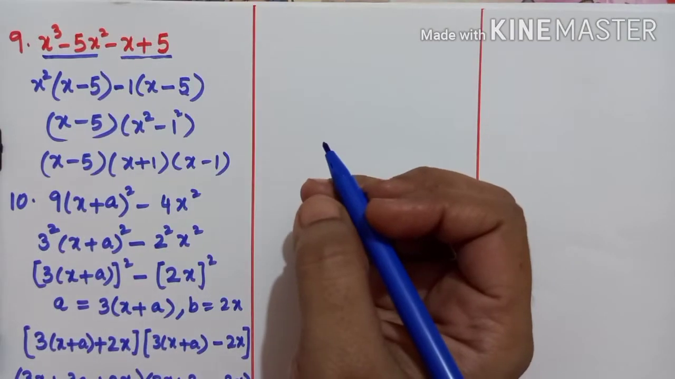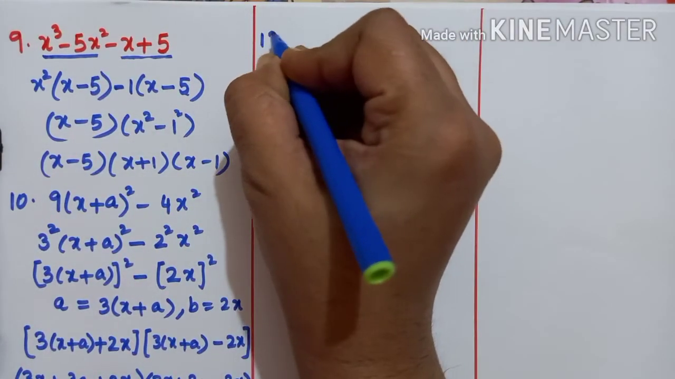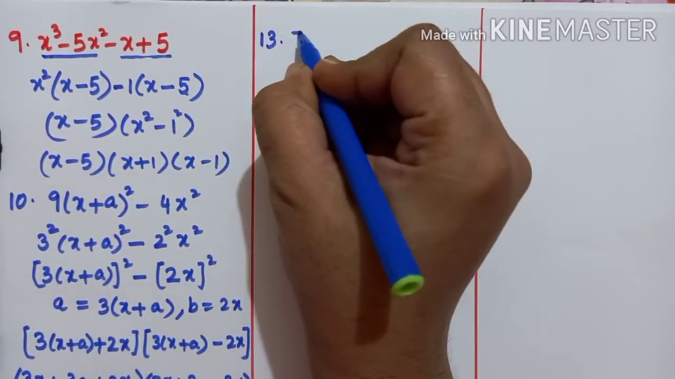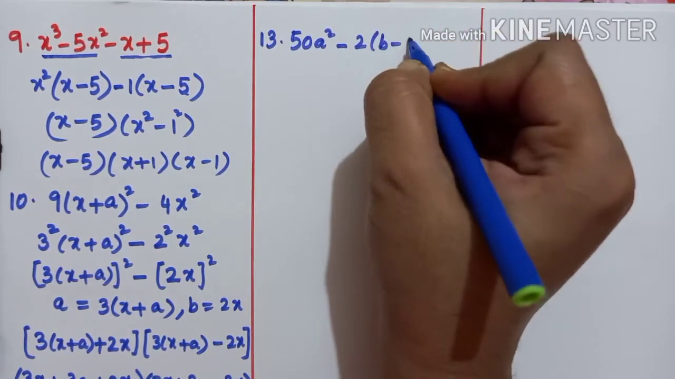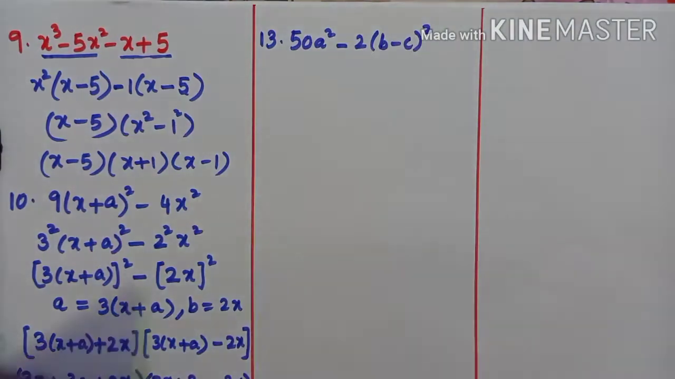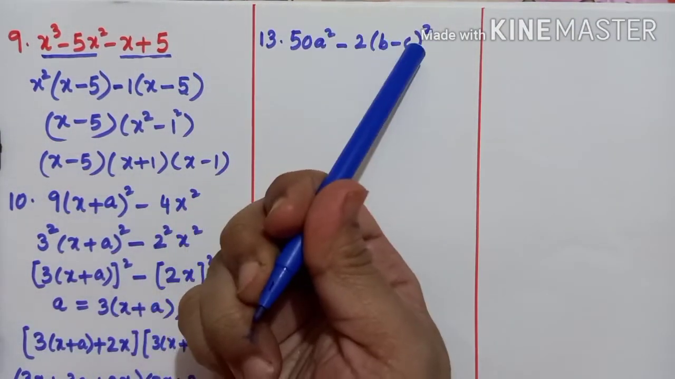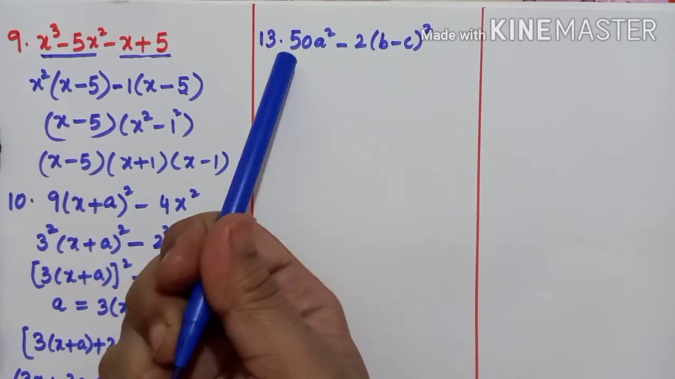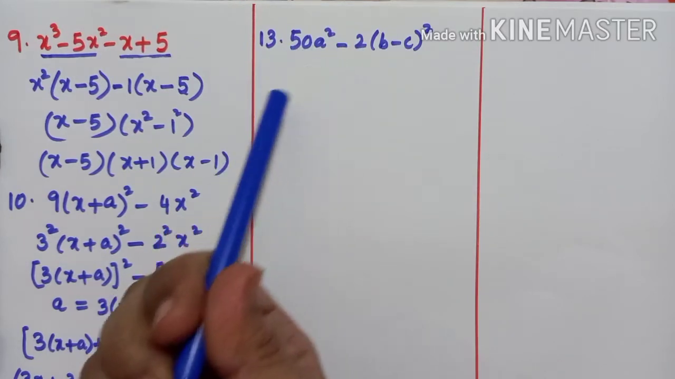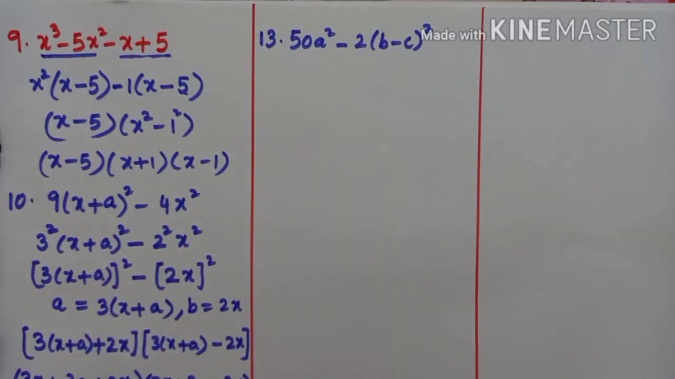Let's go to the 13th problem. So the 13th question is 50a square minus 2 of b minus c whole square. Okay, so now a square and b minus c whole square. Okay, this is square, this is square. Now let us check for 2 and 50. So 50 and 2 anyhow are not perfect squares.